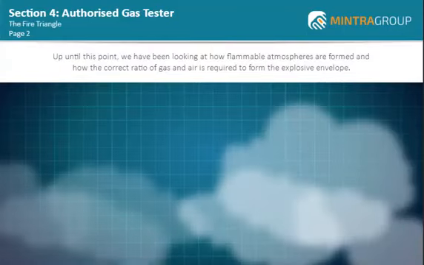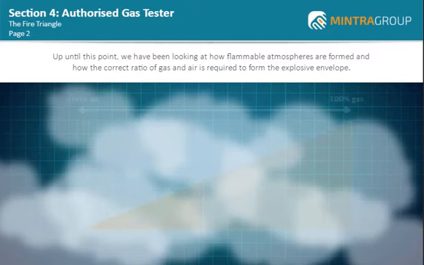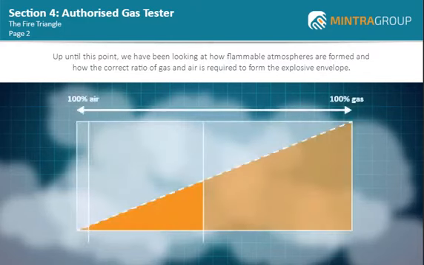Up until this point, we have been looking at how flammable atmospheres are formed and how the correct ratio of gas and air is required to form the explosive envelope. Let's now look a little closer at what happens when fire is created.